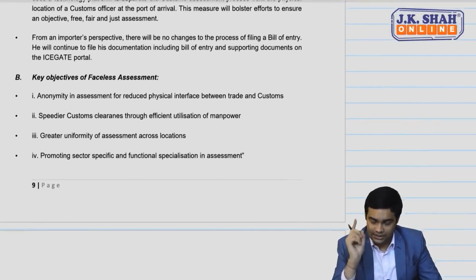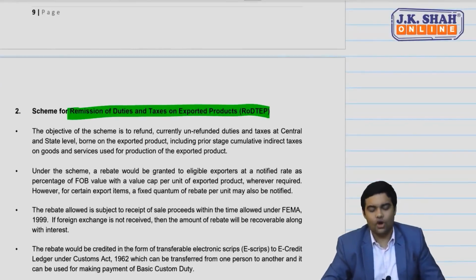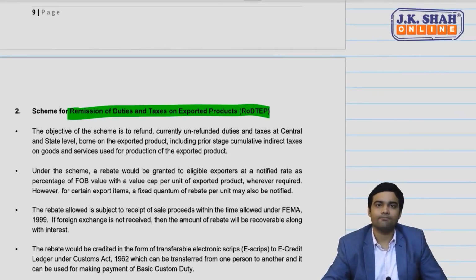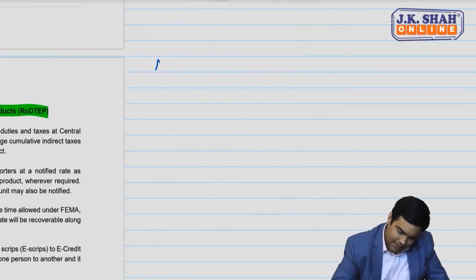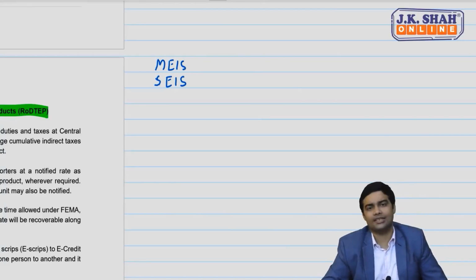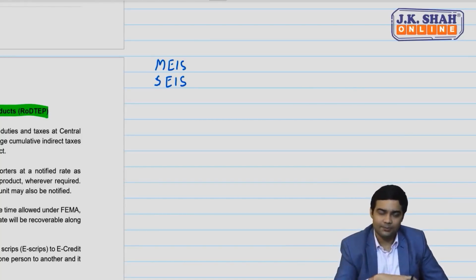One last discussion. Remission of duties and taxes on exported products. Important. People, earlier there were two schemes. MEIS, SEIS. Merchandise Export from India Scheme, Service Export from India Scheme. Both these schemes were to encourage export transactions. Anyone who is doing export, they used to get incentive. These were called reward schemes.